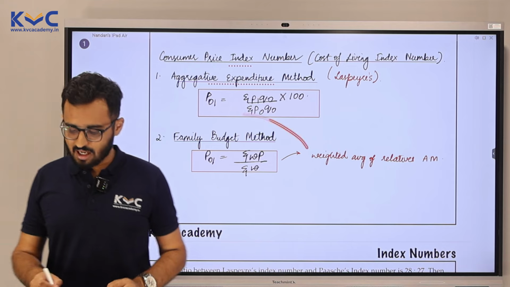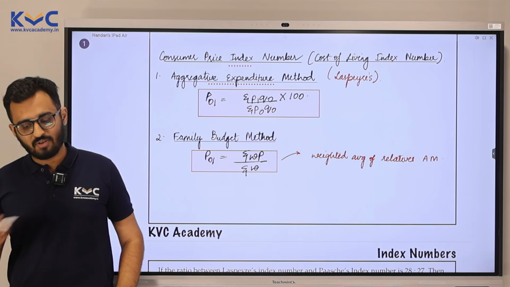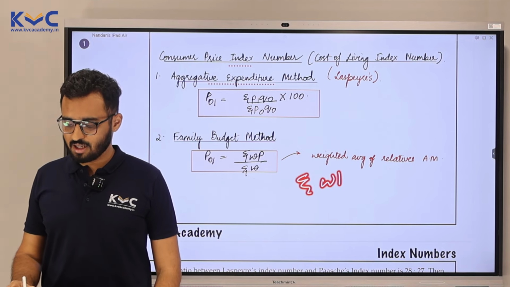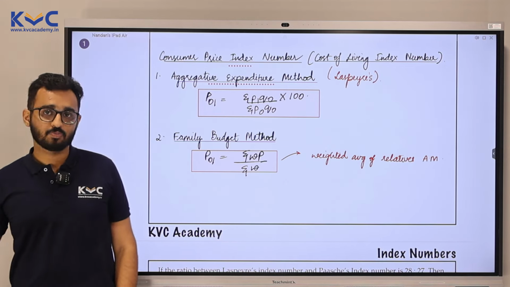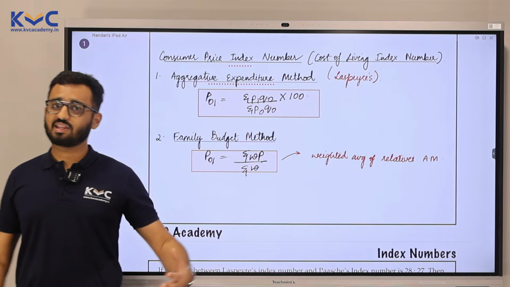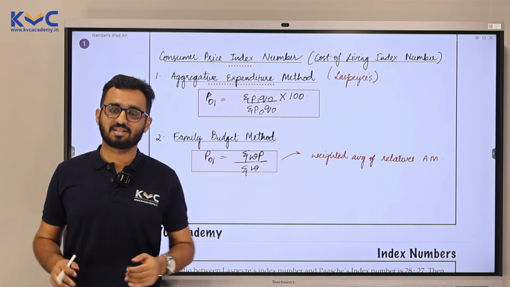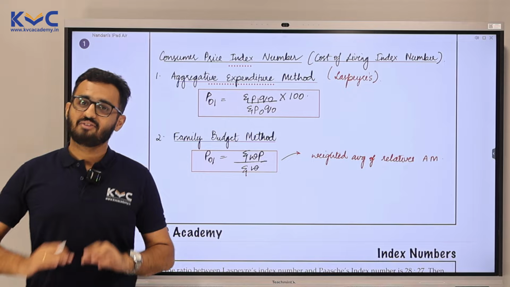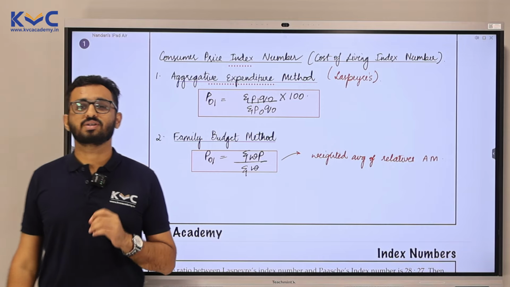Understood? So that is how we calculate the family budget method, where the formula is summation WP divided by summation W. Is it clear? So that is about consumer price index numbers. With that, all the concepts of the index numbers chapter are done. We'll next be moving towards some MCQs.